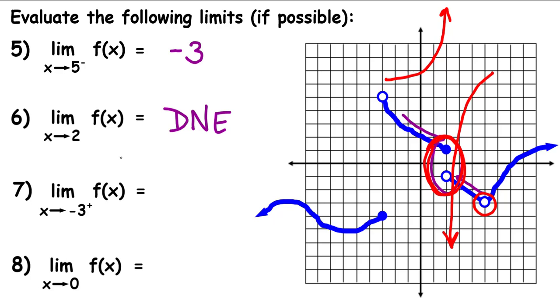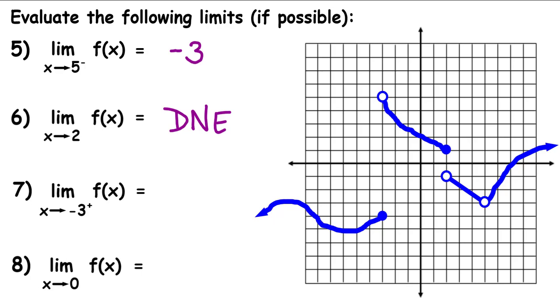And again, if you do not see the superscript, notice right here on number 6, there was no plus or minus. It was just x approaching 2. You have to try both sides in that case. If you have a minus, or like number 7, a plus, then it's a one-sided limit. You only have to come at it from one direction. All right, let's try number 7.